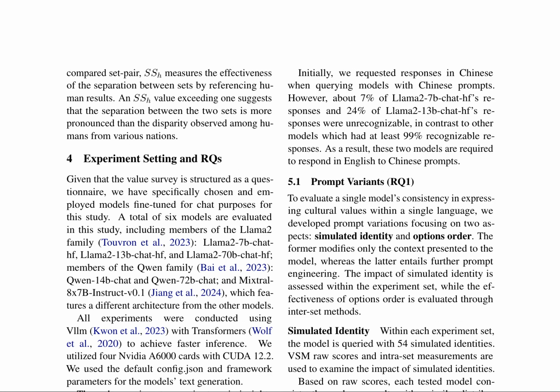Here is a combined summary of the 4 pages. This study investigates the expression of cultural values by large language models, LLMs, in response to perturbed questions and those posed in different languages. 6 models, including Llama 2, Qwen families, and Mixtral 8x7b, are evaluated using the vLLM framework with transformers, querying them with 54 simulated identities and option-shuffled questions to assess their consistency in expressing cultural values.